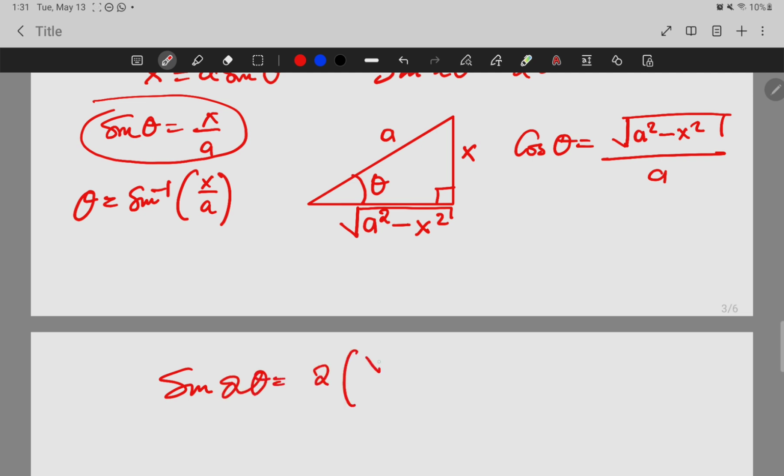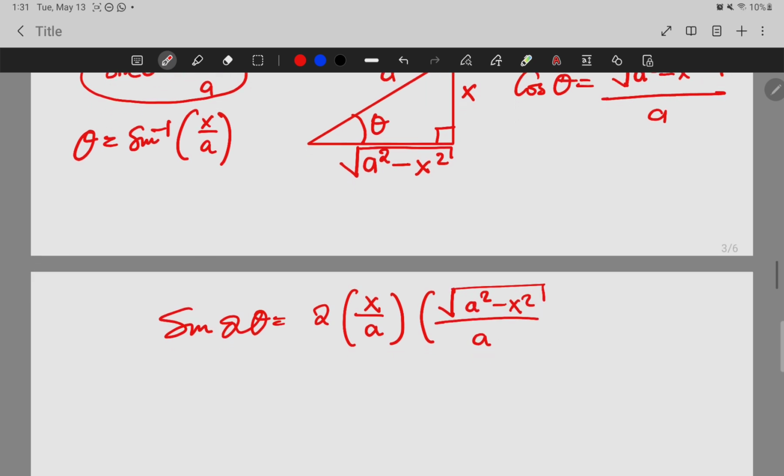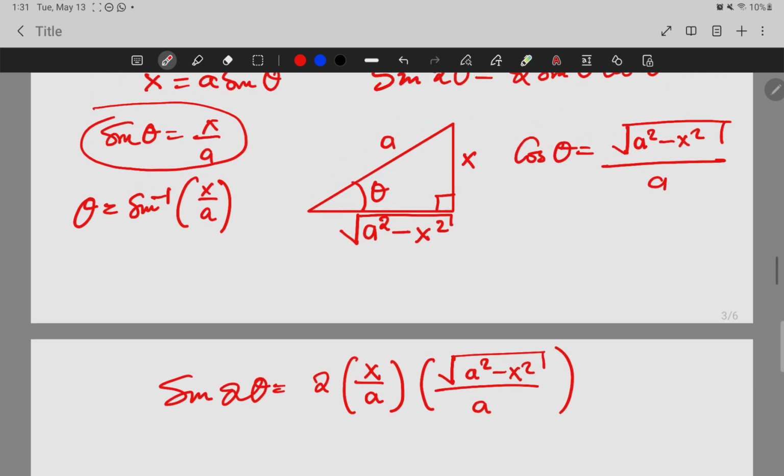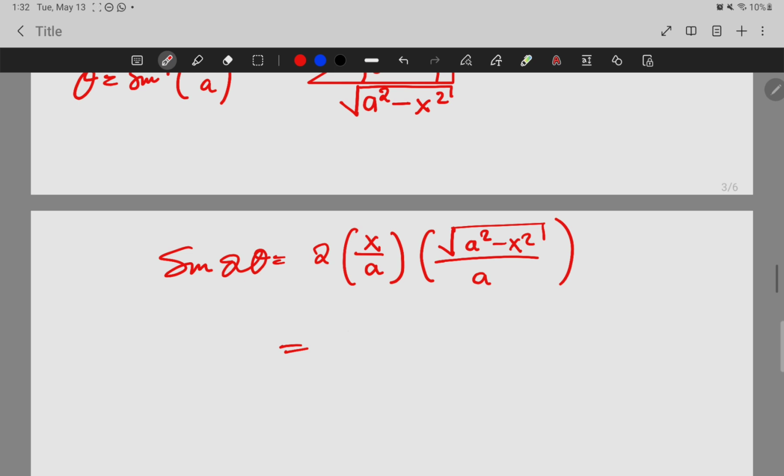From here, we see that sine 2 theta will be 2, where we have sine, we'll put x over a, and where we have cos, we'll put root a squared minus x squared over a. So this is what we end up with. We simplify this a little bit, and we get 2x root a squared minus x squared over a squared.